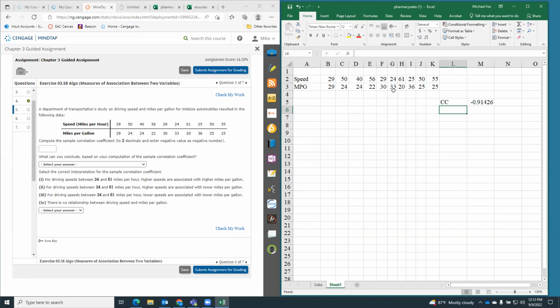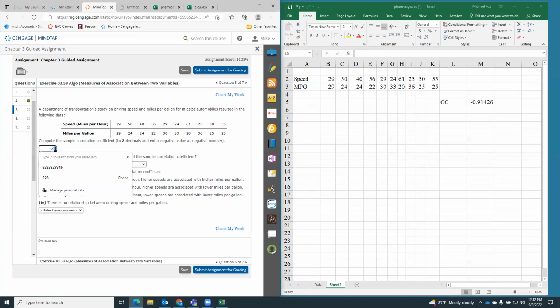So speed goes up by 3, miles per gallon goes down by 3. A +1 would be perfectly positively correlated, so that every time speed goes up, miles per gallon also goes up. So when we look at this and say a negative 0.91, we would say that's a negative correlation, and it's pretty strong. It's not perfect, it's not a -1, but it's a negative 0.91. So we'll put in our correlation coefficient, negative 0.91.